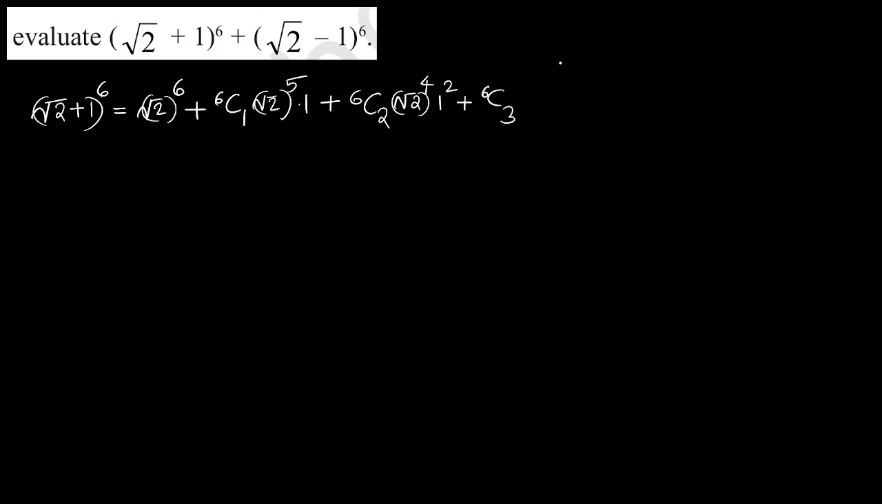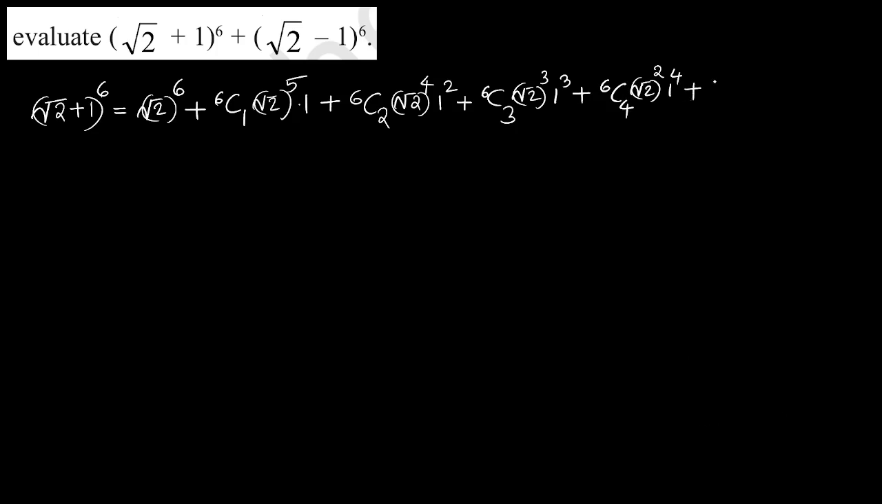You can zoom, okay. Root 2 raised to 4 becomes root 2 raised to 3. I don't know whether I can include in this line. Root 2 raised to 3 into 1 square becomes 1 cube. After 6c3, next term will be 6c4, correct? Root 2 cube becomes root 2 square. 1 cube becomes 1 raised to 4.